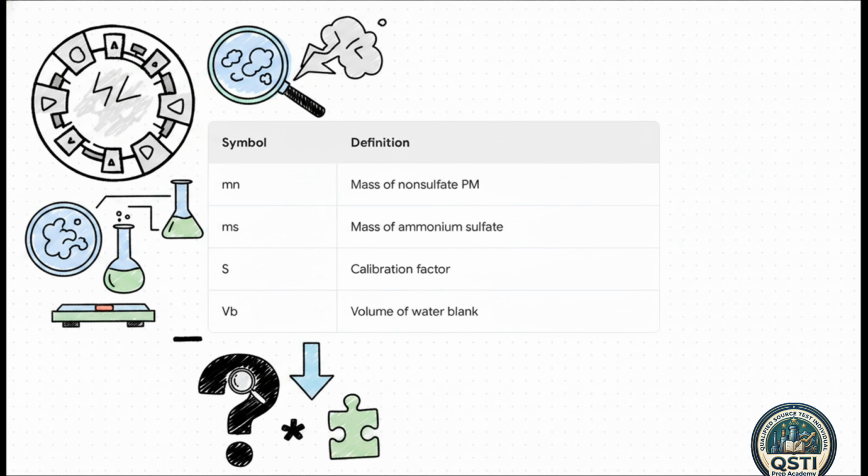We have a few key nomenclature variables to keep track of. The absolute most important one for our ultimate goal is right at the top, Mn. That is the mass of the non-sulfate particulate matter. That is the true identity of our suspect. And right below it is Ms, the mass of the ammonium sulfate. By calculating Ms through our chemical analysis and subtracting it from the total, we finally reveal Mn. The mystery is officially solved.